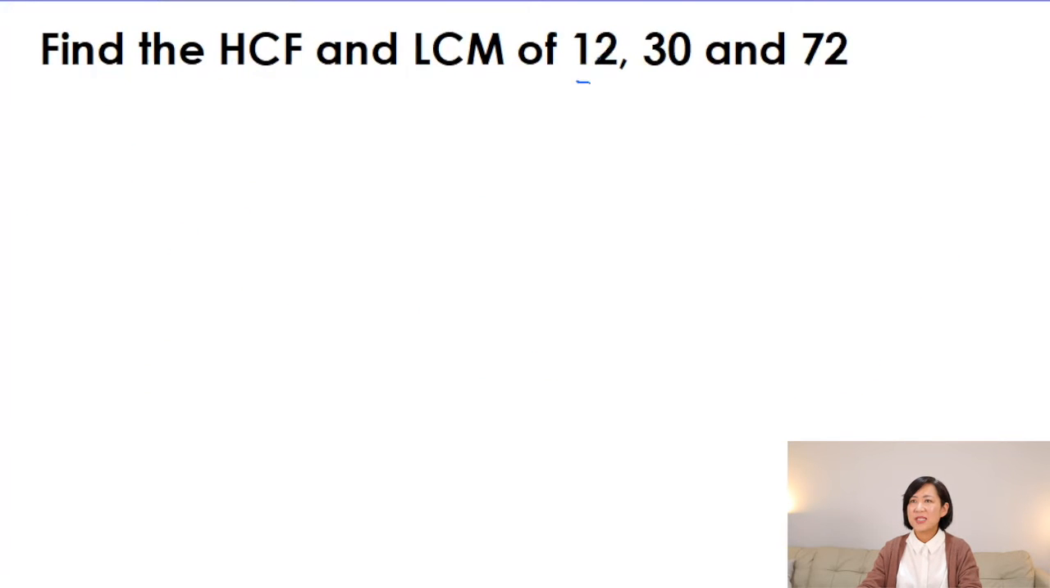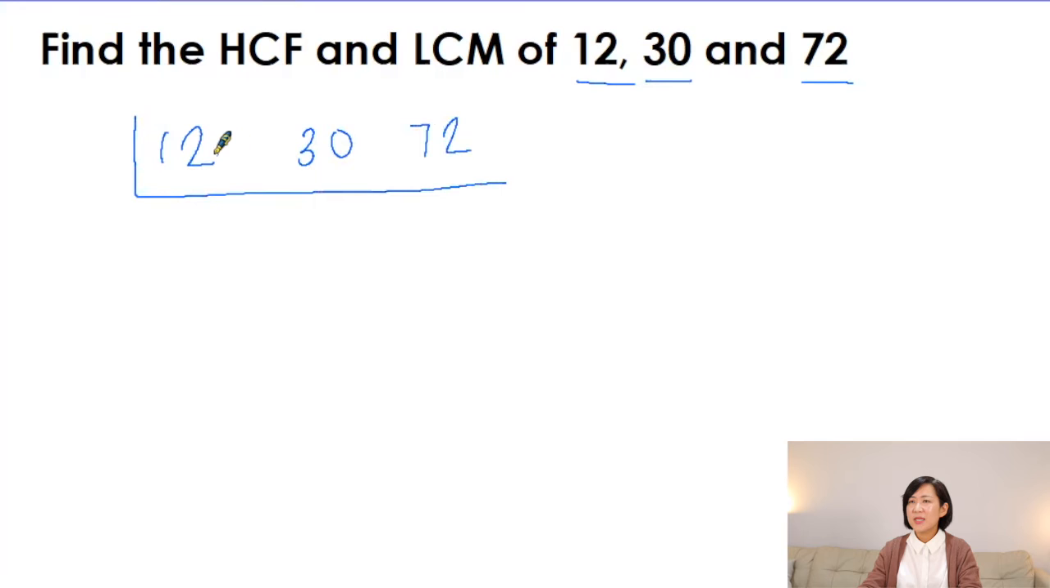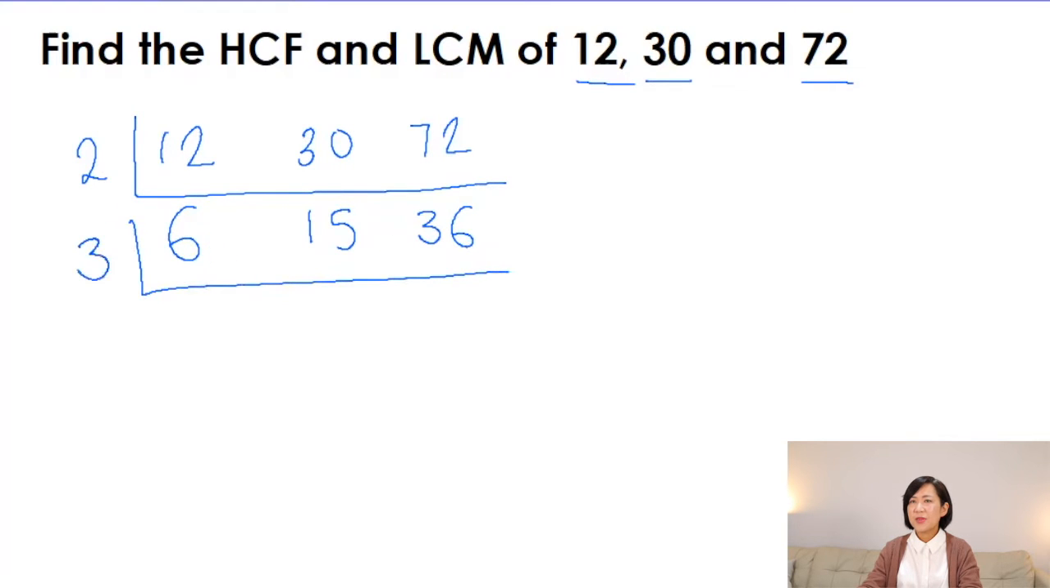Now, this will be our last practice. So let's find the HCF and LCM of 12, 30, 72 by using the ladder method. Write down the numbers first, then think about the common prime factor of the 3 numbers. That is 2, and 2 into 12, 6. 2 into 30, 15. 2 into 72, 36. Now let's think about a common prime factor of the 3 numbers. That is 3, then 3 into 6, 2, and 15, 5, and 36, 12. Then let's double check. I think we can't find a common prime factor of the 3 numbers.